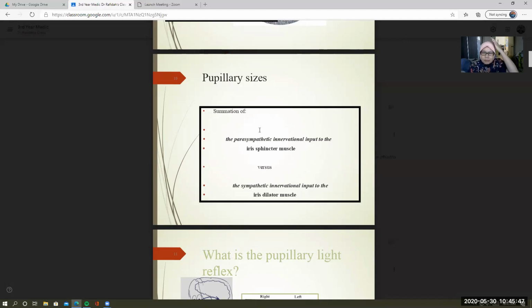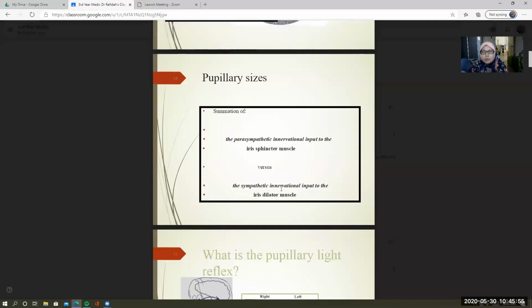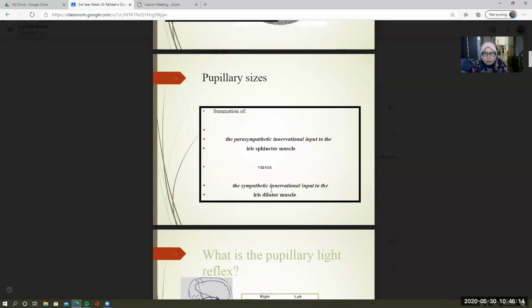If the sympathetic stimulation is more, it will win, so the pupil will be more dilated. But if the sympathetic is less, then the parasympathetic action is more, then the pupil will be constricted. Okay, so it's a summation. Summation is the addition of these two. Whichever is more will win.